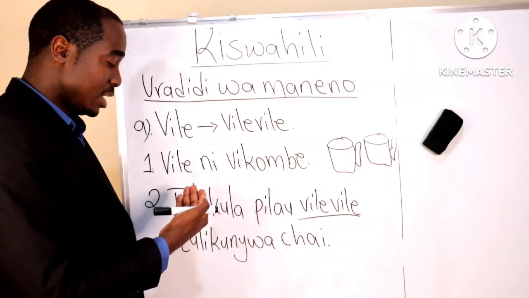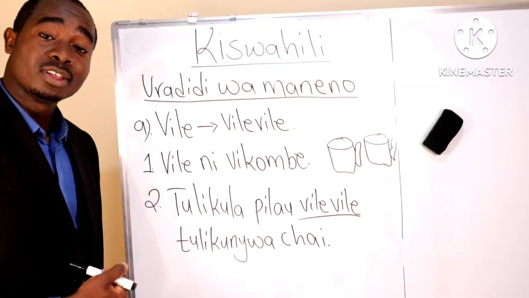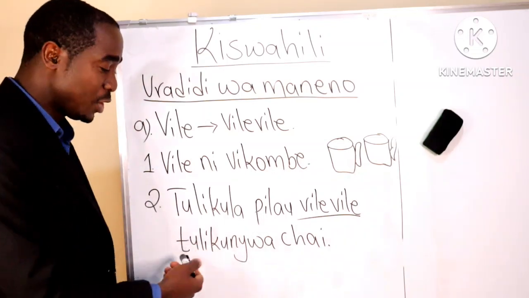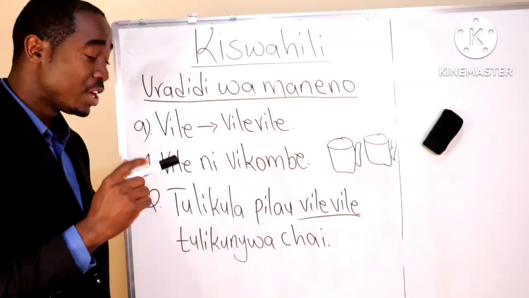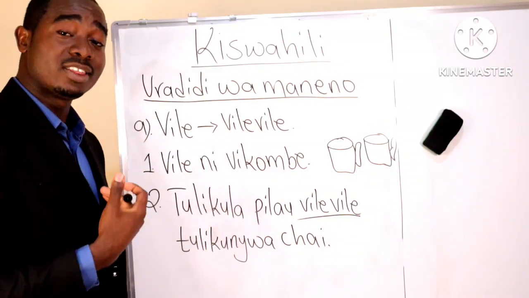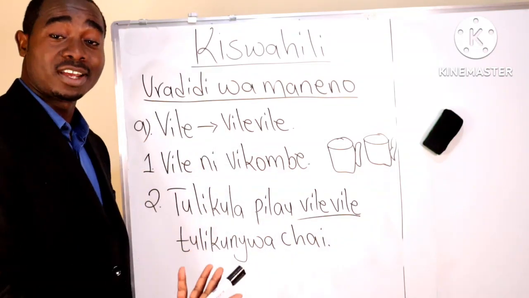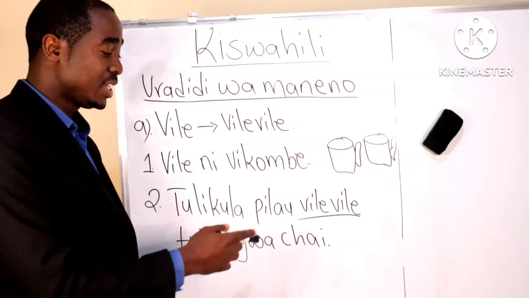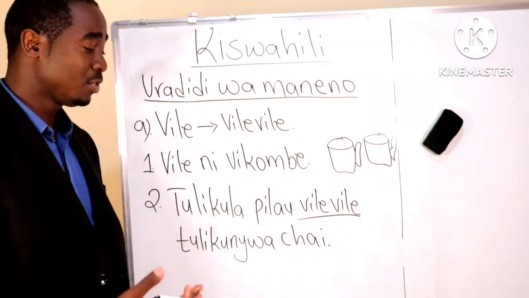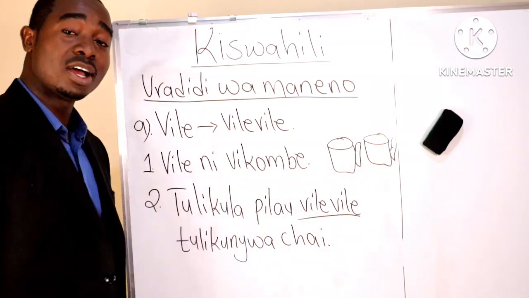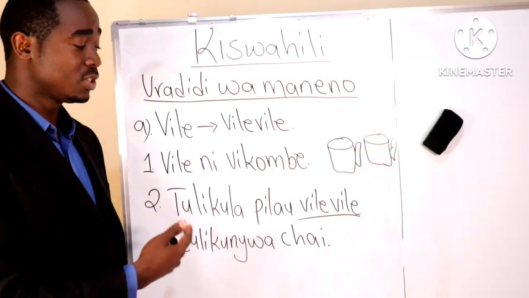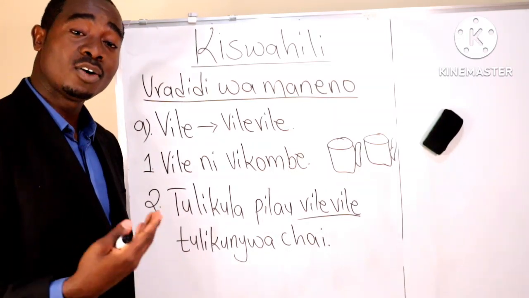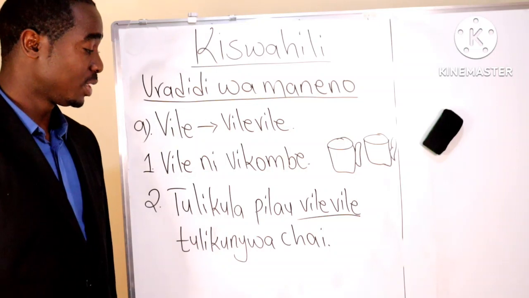So you can say, tulikula pilau, pia tulikunywa chai. Or tulikula pilau, kadhalika tulikunywa chai. Sawa? So this is vile vile. You'll hear people using these words when you interact with Swahili people.